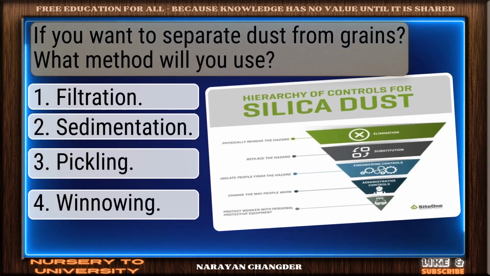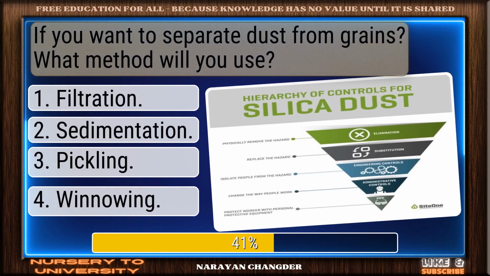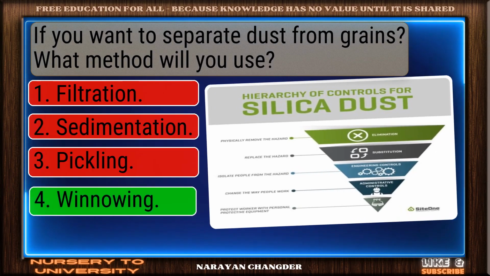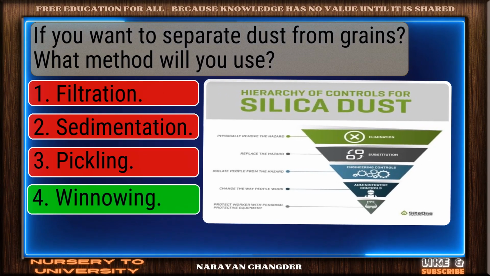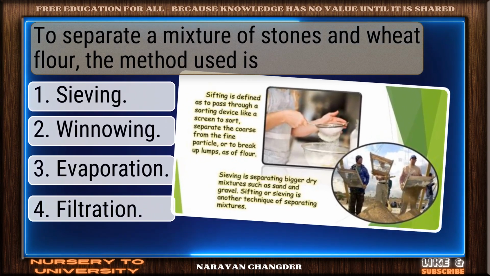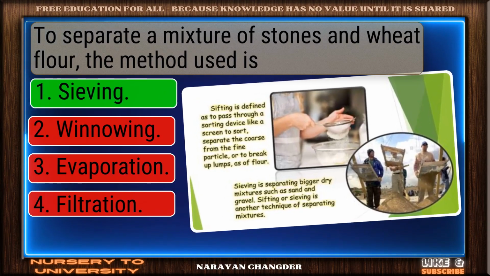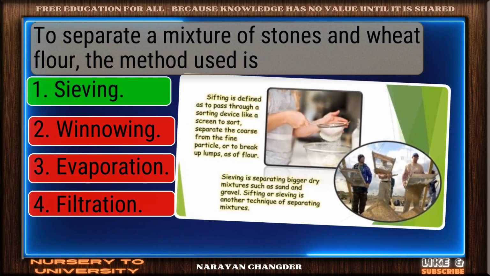If you want to separate dust from grains, what method will you use? Valid point. Winnowing is true. To separate a mixture of stones and wheat flour, the method used is... Well done. Sieving is the right choice.